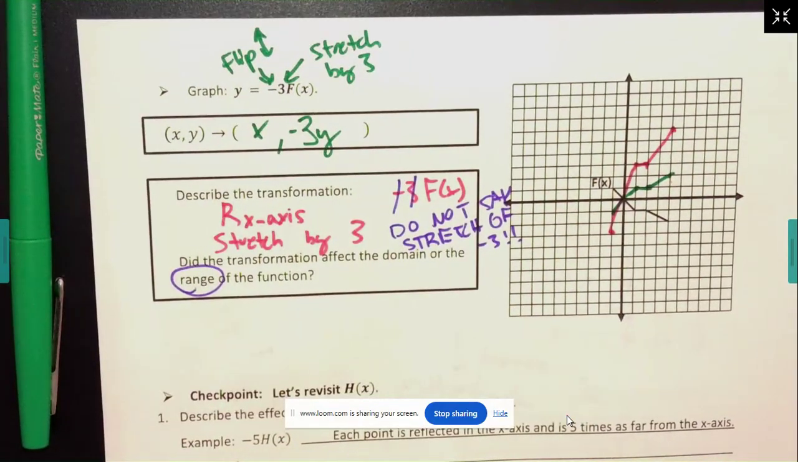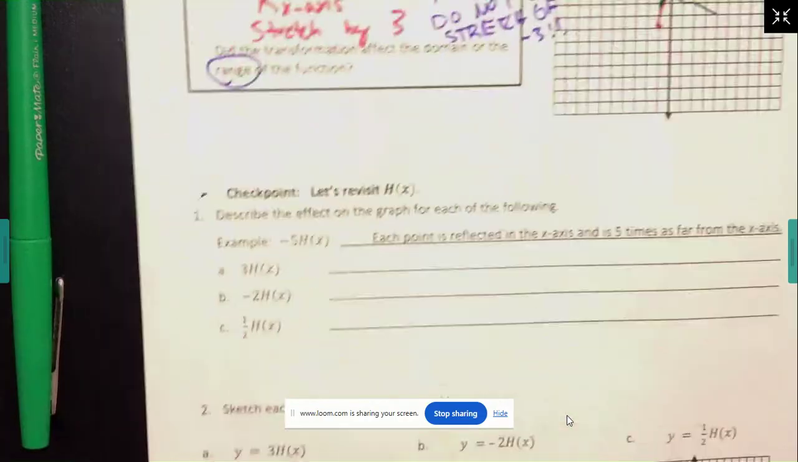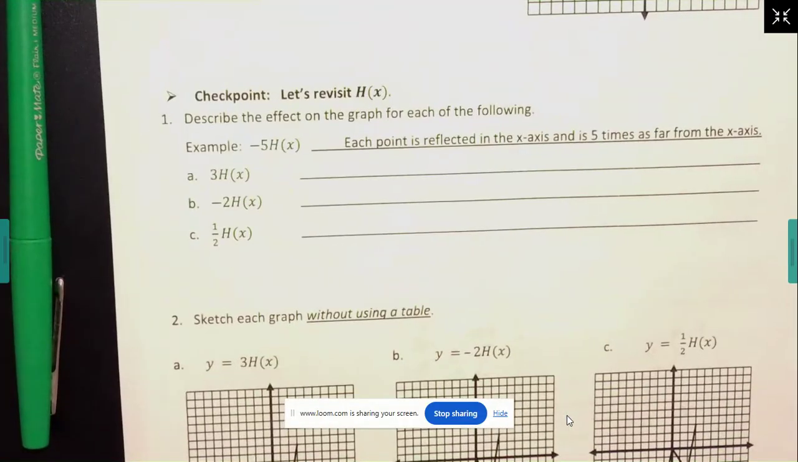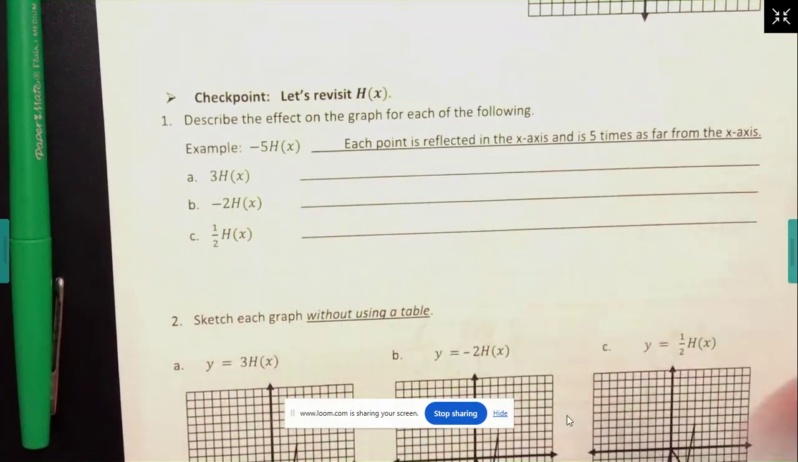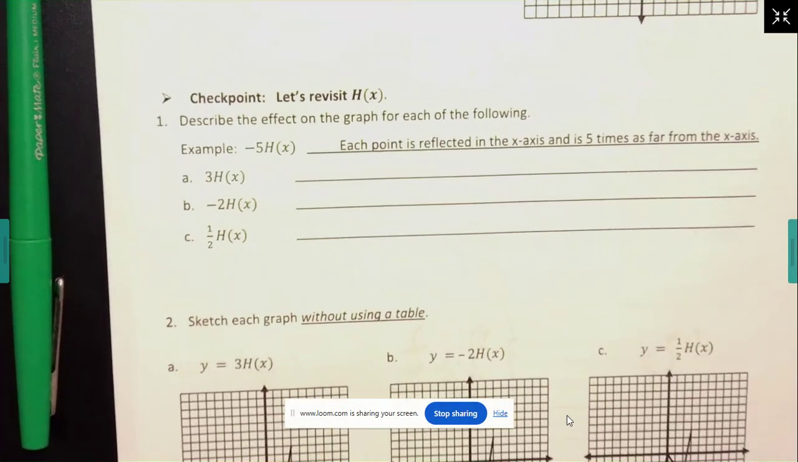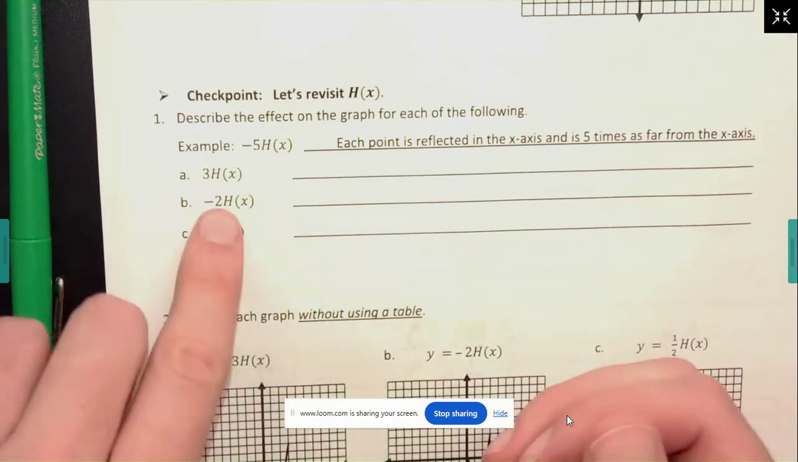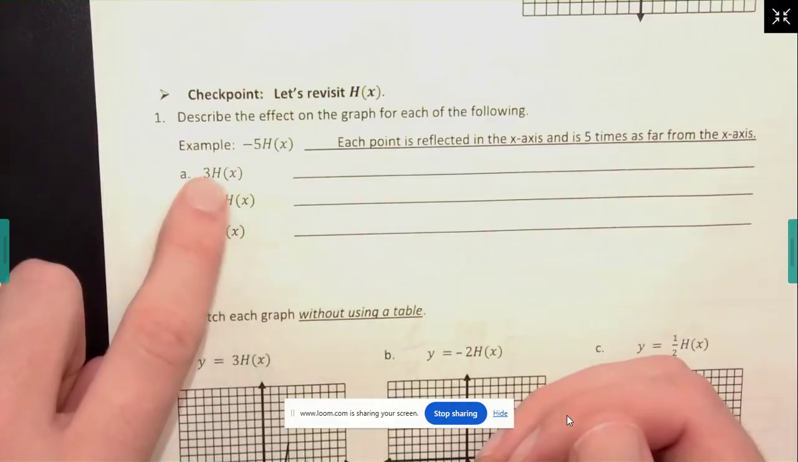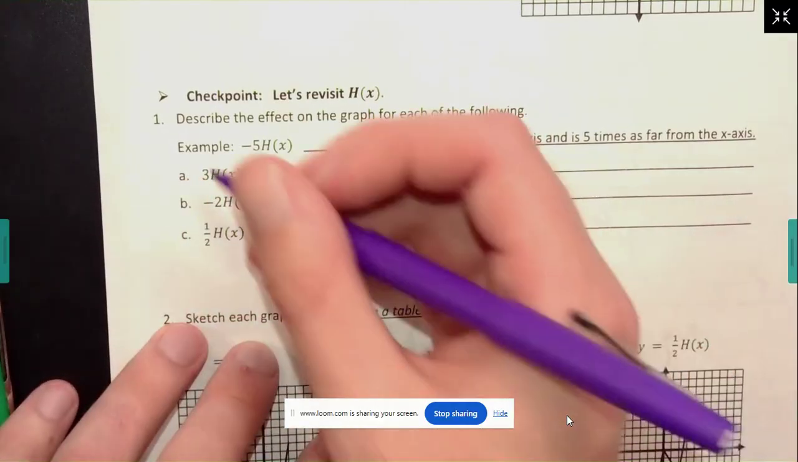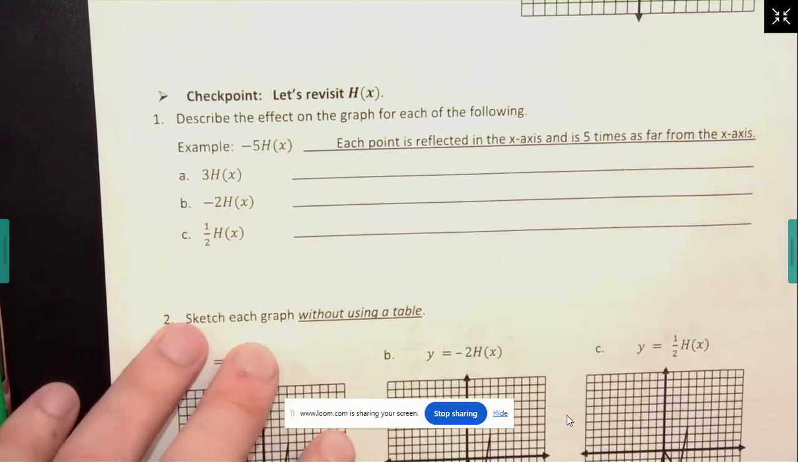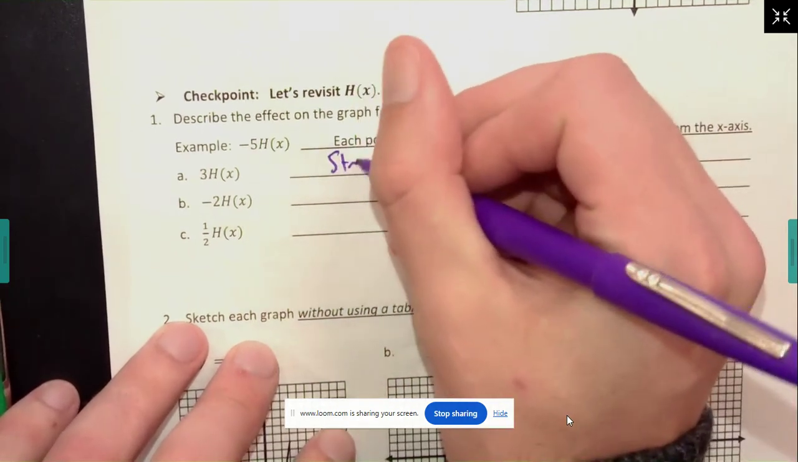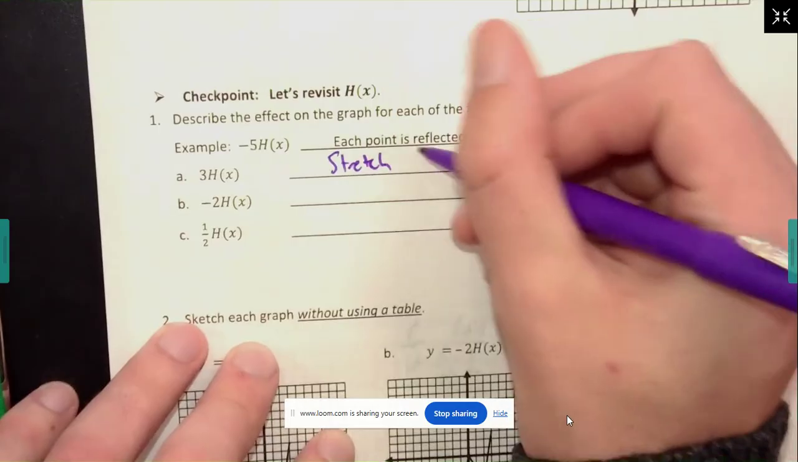Okay? So, at this checkpoint, it says, for this example, each point is reflected over the x-axis and is 5 times as far from the x-axis. What I want you all to do, right, we have a 3 out in front. I know I'm going to be stretching, and since 3 is bigger than 1, we're going to be stretching, right? We're not going to compress. So I'll just say stretch by 3.